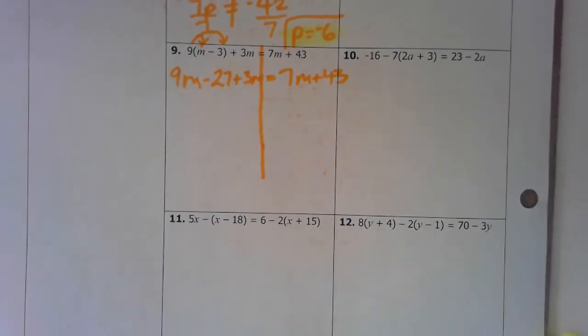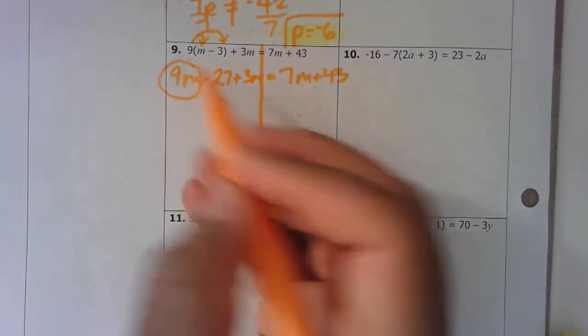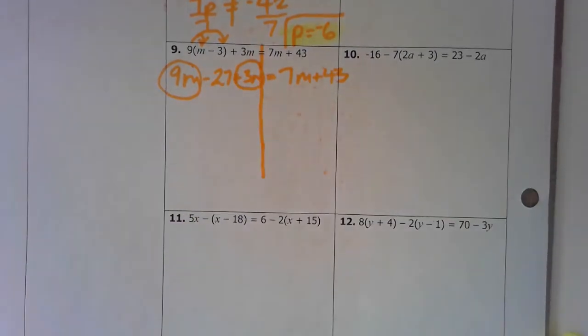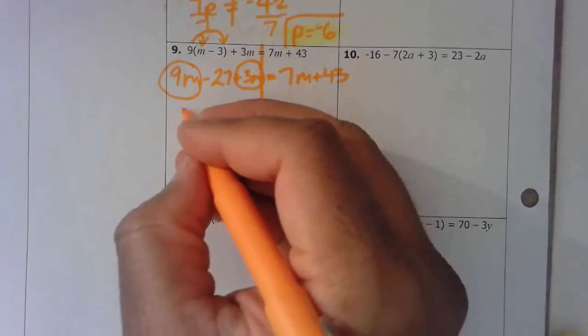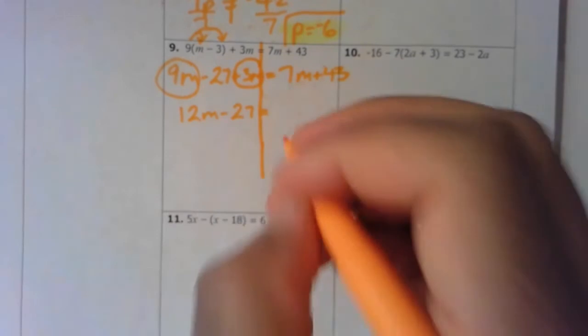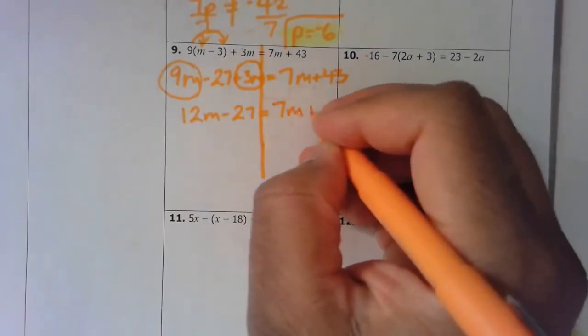So on the left-hand side, before I can start to move things around, I want to see if I can combine like terms. If you remember from the front page, that's our second step. So I have a 9m here, and I have a 3m that I can combine. All right, and so 9 plus 3 is going to give me that 12m minus 27 equals that 7m plus 43.